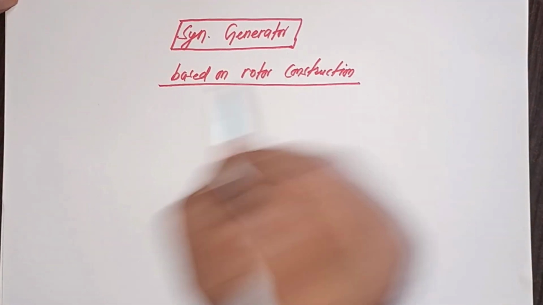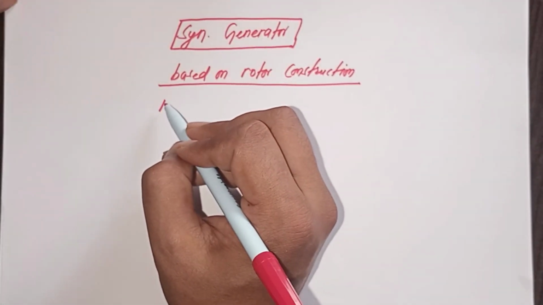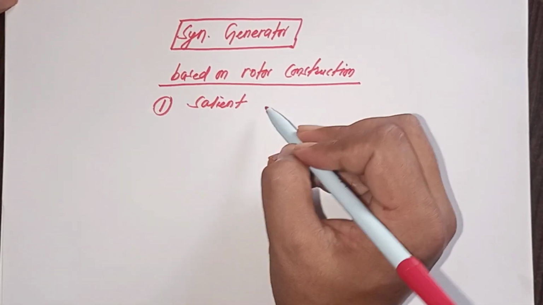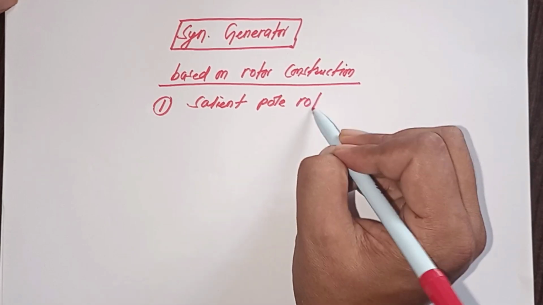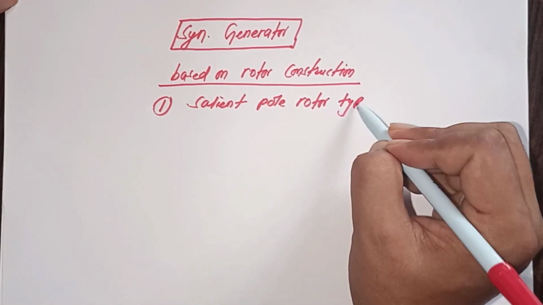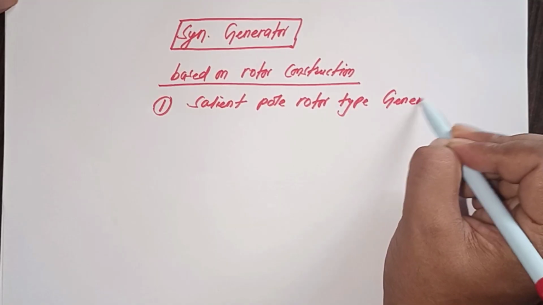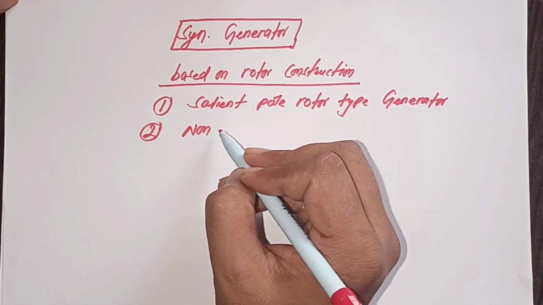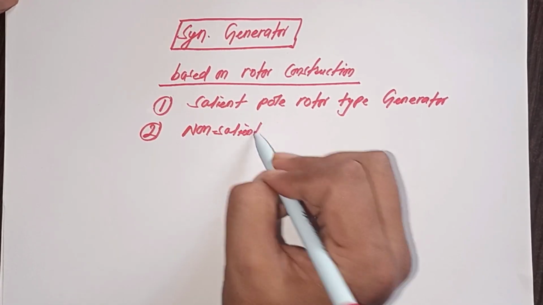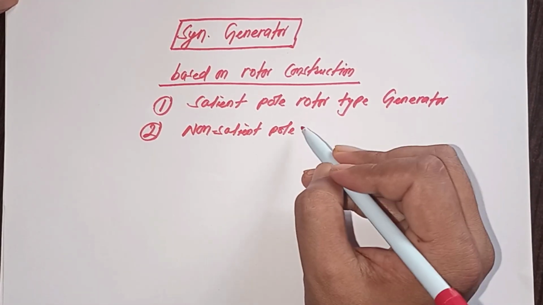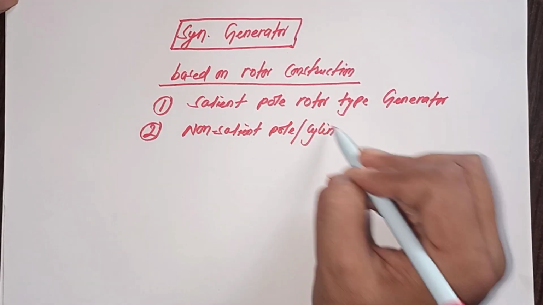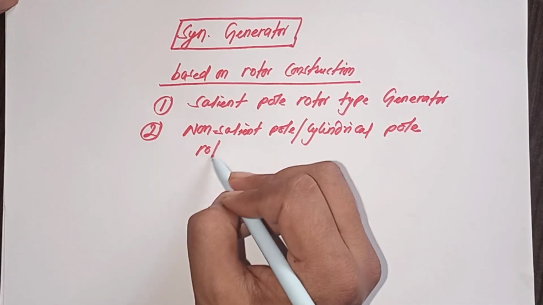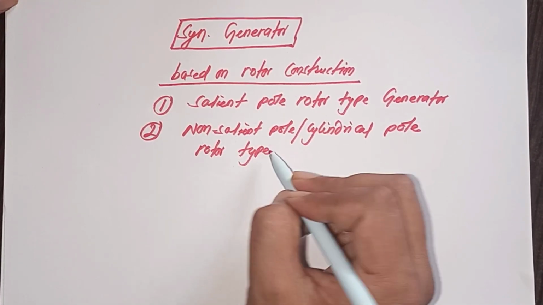Based on rotor construction, synchronous generator can be classified into two categories. First is salient pole rotor type generator, and second is non salient pole or cylindrical pole rotor type generator.